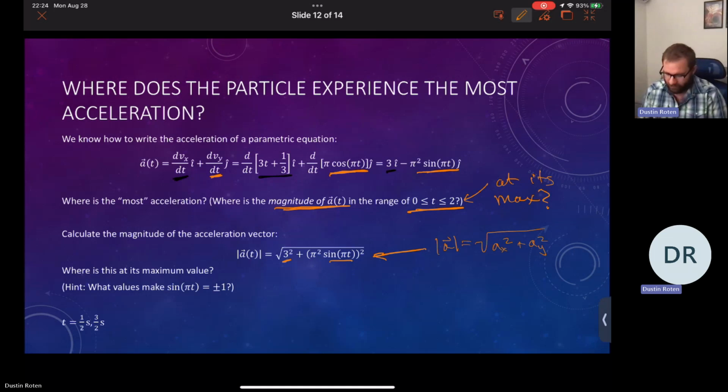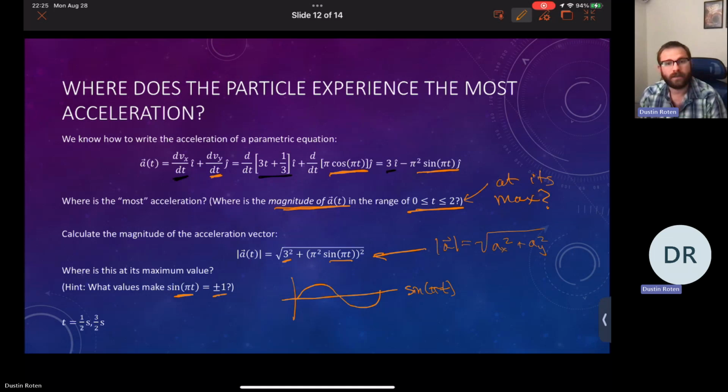So what values of t, at what times, are we getting our maximum output of this sine function? When does it get up to 1 or down to -1? The reason -1 is important... So here's our sine function. The reason the -1 is important is because it's squared, okay?